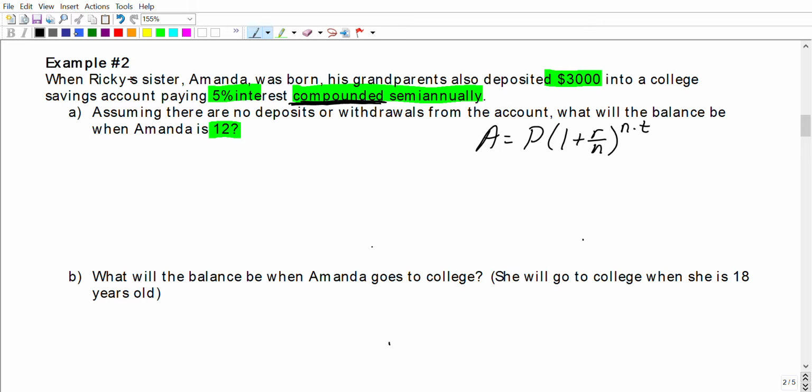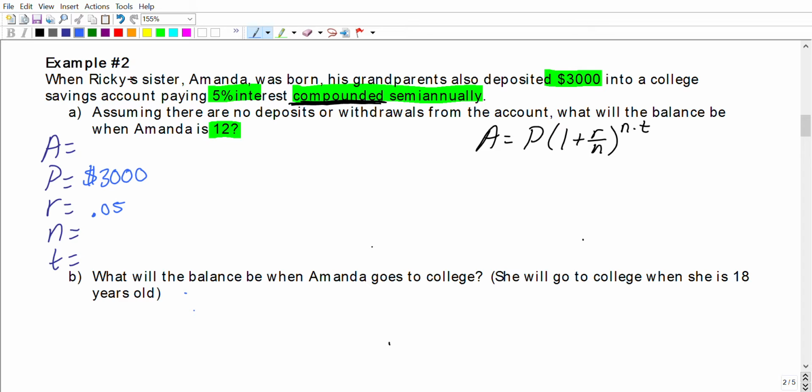Now we just have to figure out what each of those values are. So our P, our R, our N, and our T. So the initial deposited amount was 3,000, so that is my P. All right, my rate is 5%, but as a decimal, this is actually going to be 0.05.